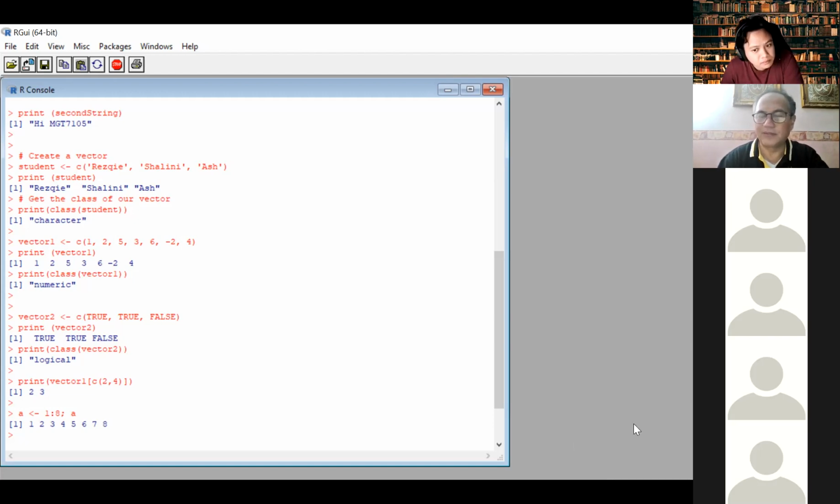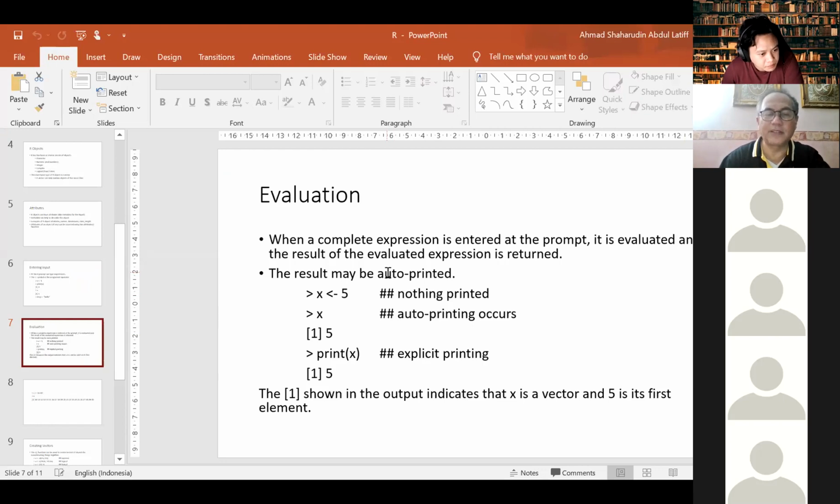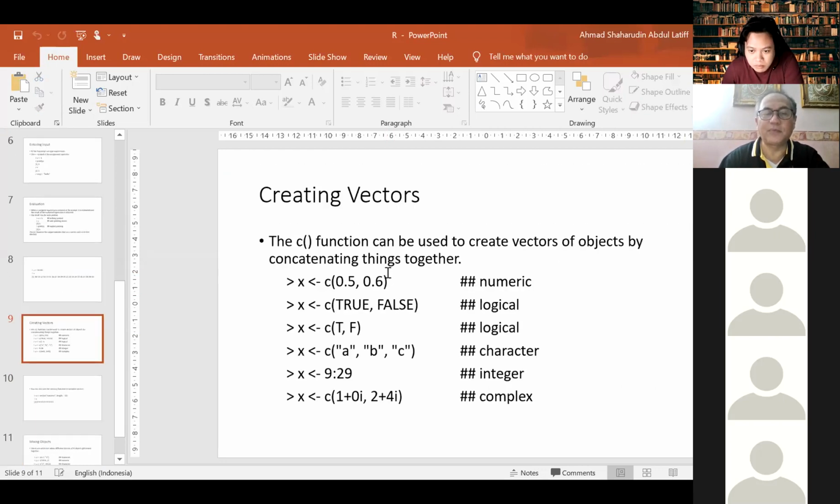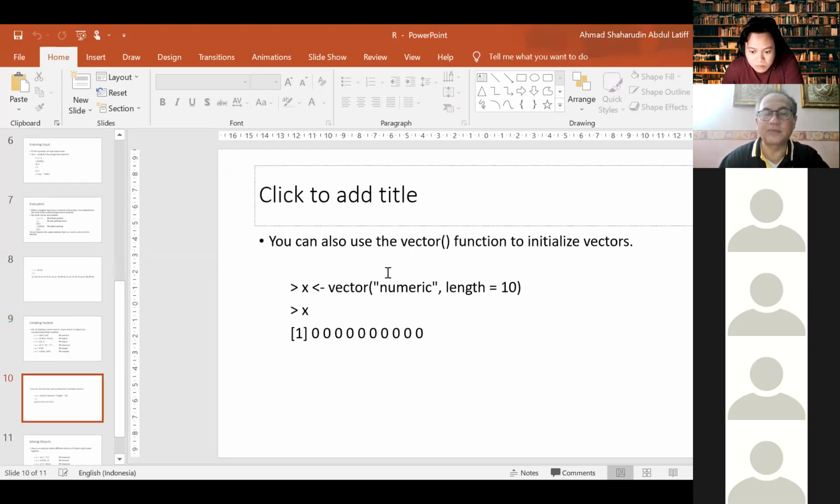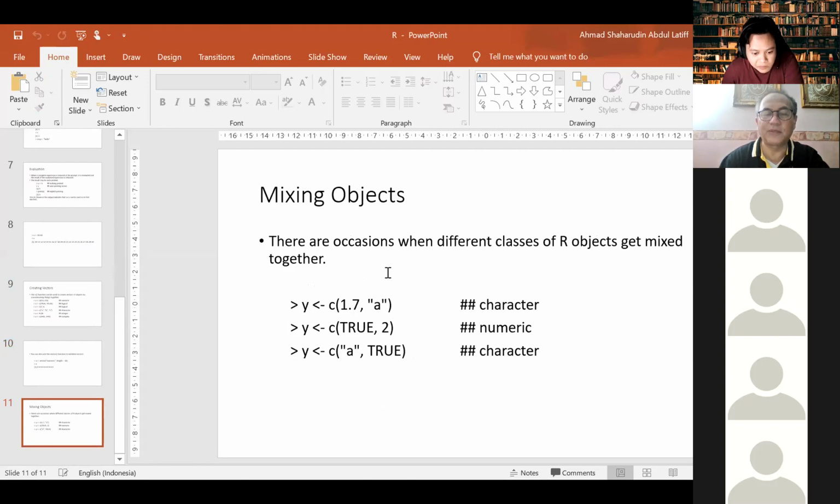Okay, let's see. I'll share the screen. We move to the other screen for a while. Okay, this is what it meant here. When you have more than one vector, this is one vector.